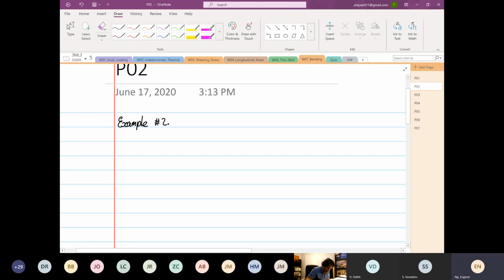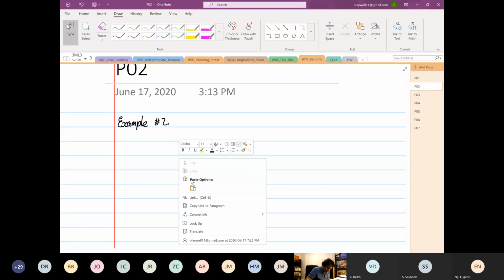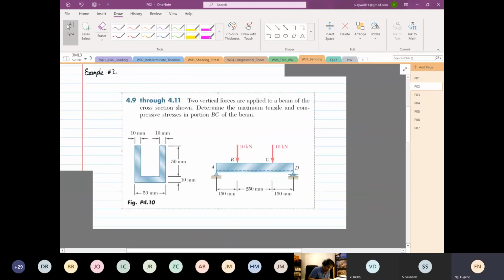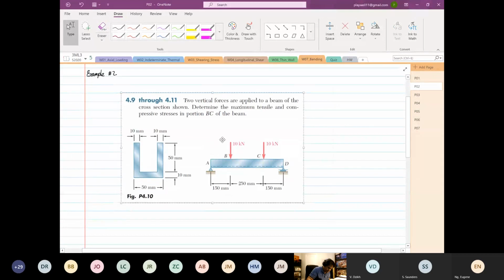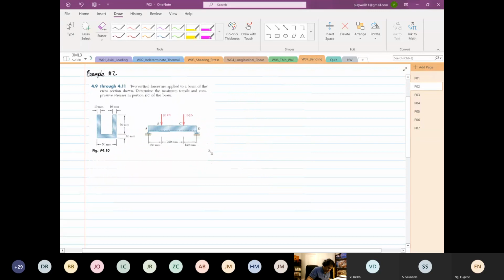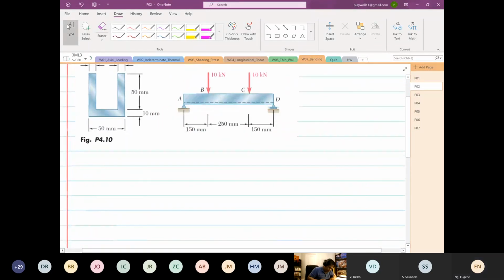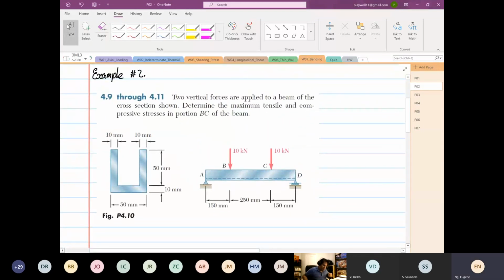Okay, so example number two, I'm going to copy another diagram. So you have a beam now. Okay, so this is the beam that we have. And then you have two vertical forces applied to the beam of the cross section shown.